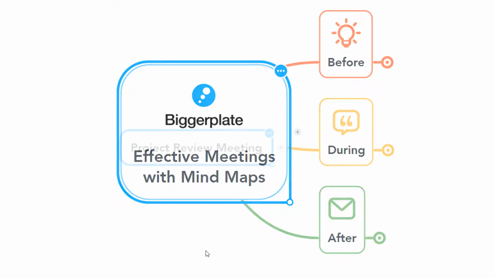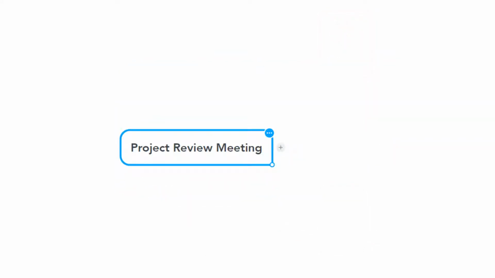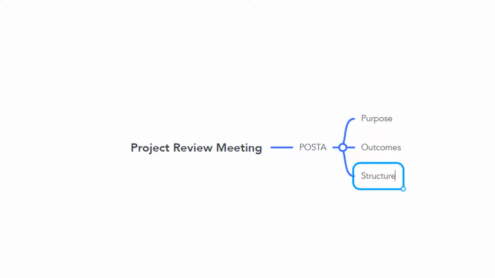review meeting. So, first of all, let's think about the before stage of the process. When planning any meeting at Biggerplate, we like to use a simple standard prompt to help us think through some of the meeting essentials before we send out that calendar invite. So, in our meeting map, we create a branch called Poster, which stands for Purpose, Outcomes, Structure, Timing, and Attendees.